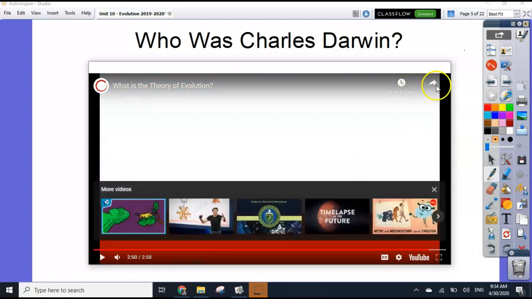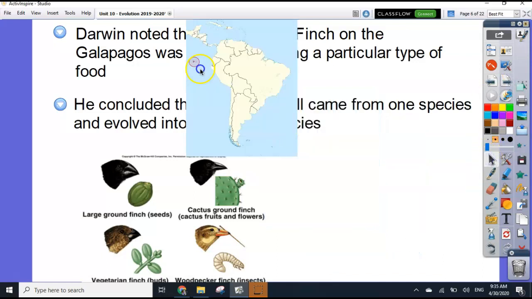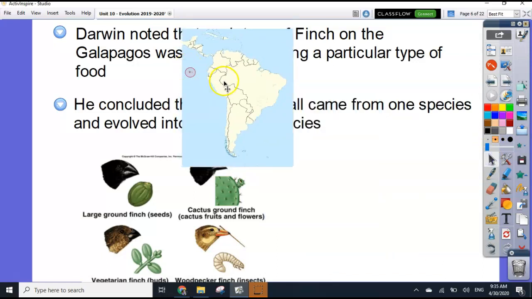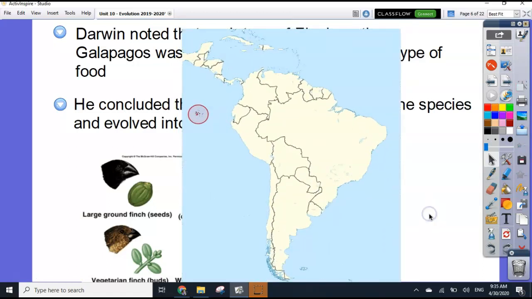All right, so Charles Darwin, here's what happened. Darwin was a scientist. He lived in the 1800s and he went on an expedition. He was a naturalist, a scientist, and he rode on a ship around the world to visit different parts and look at the animals and the plants and the different areas they had there.